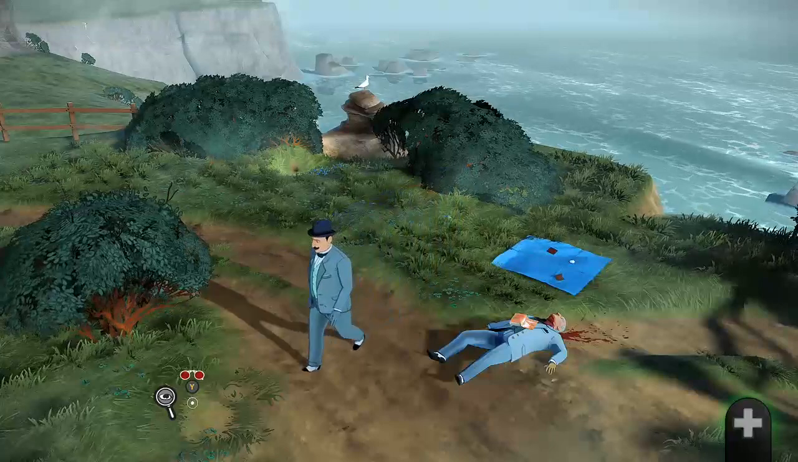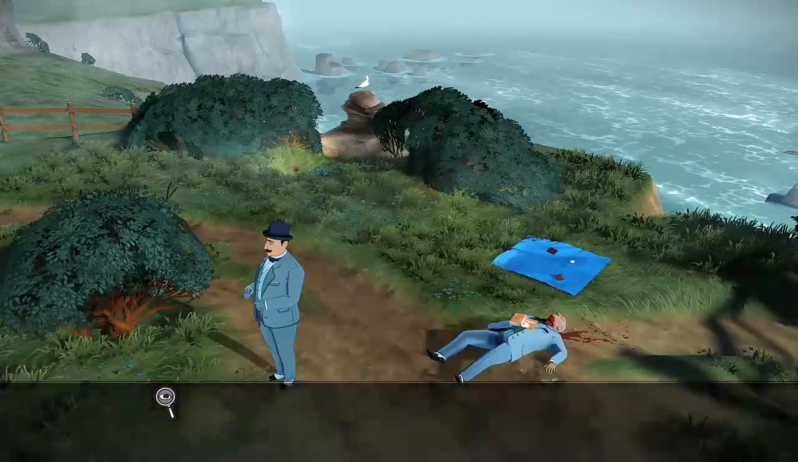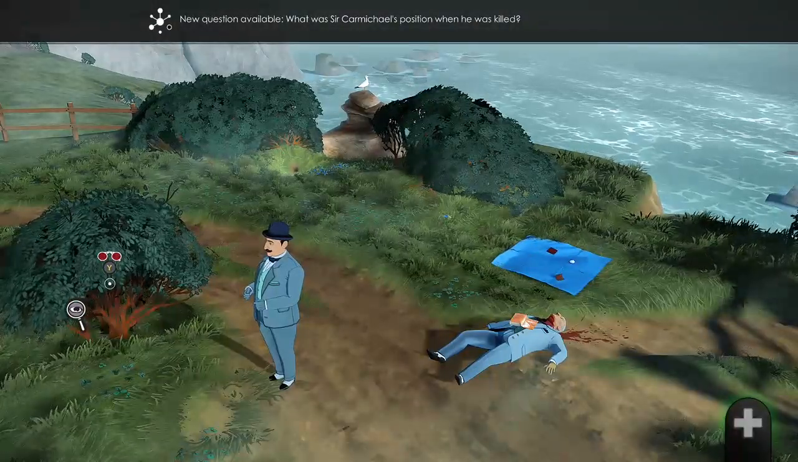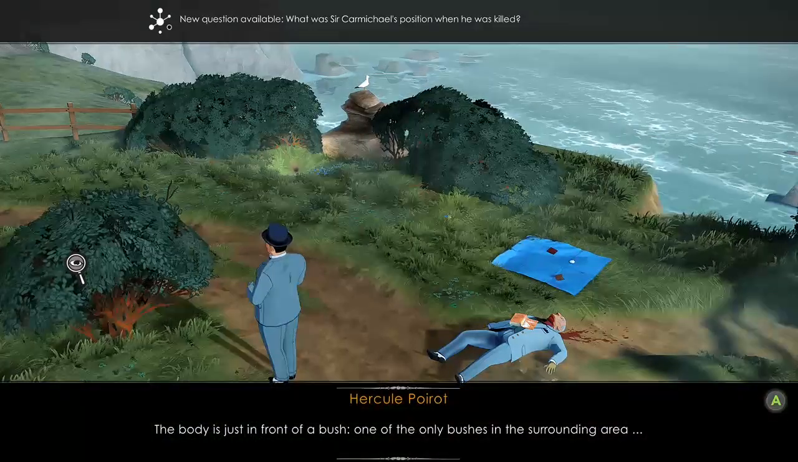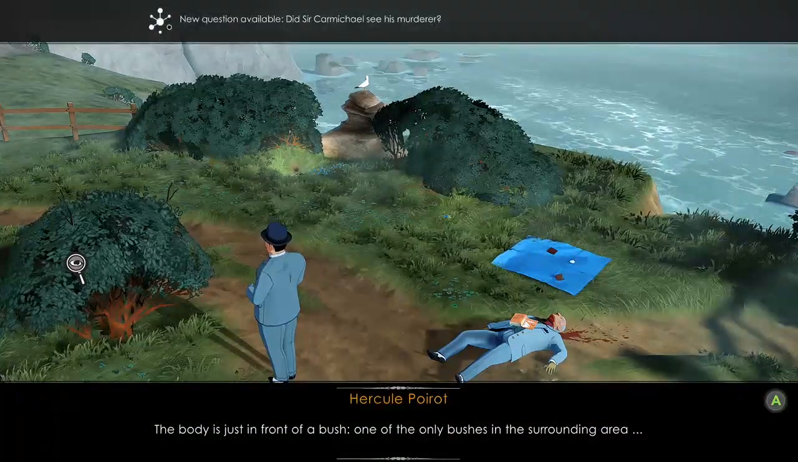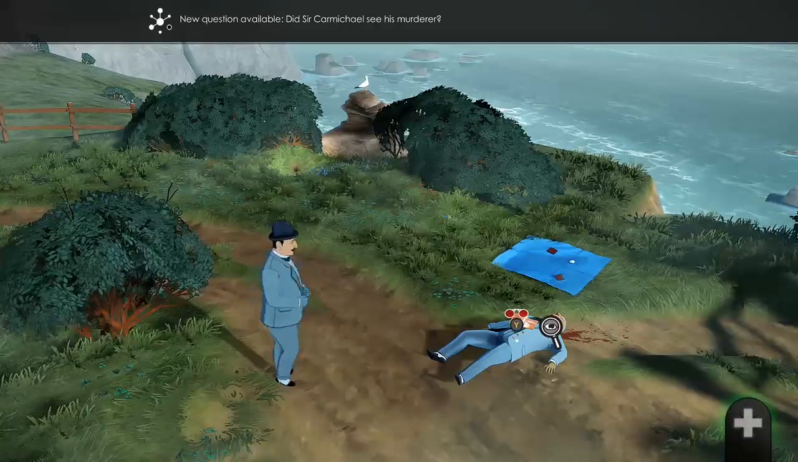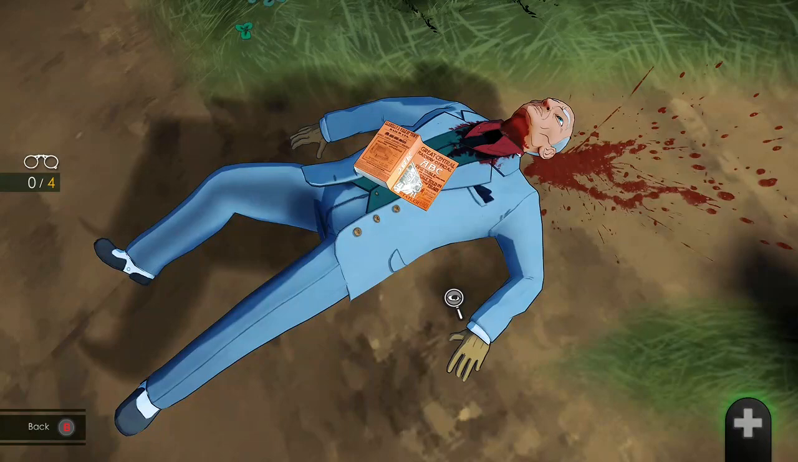Oh, what's this over here? The vegetation behind the bush has been trampled. The body is just in front of the bush, maybe he's leaning over the bush. One of the only bushes in the surrounding area. Cutthroat, maybe?